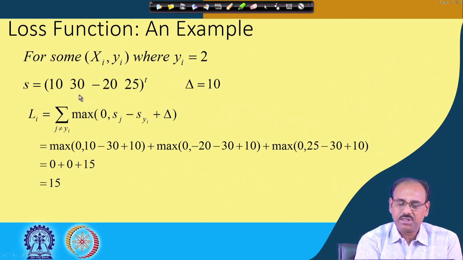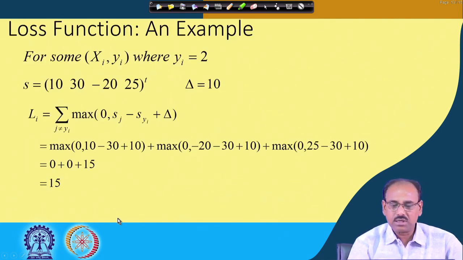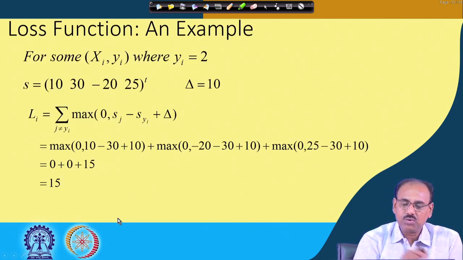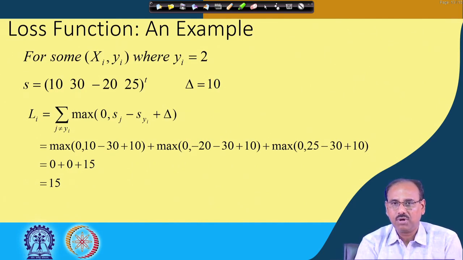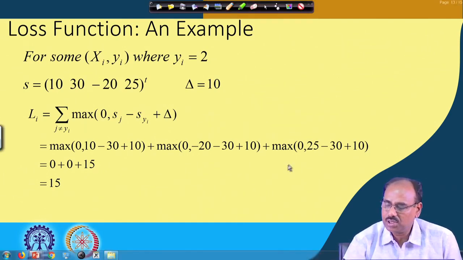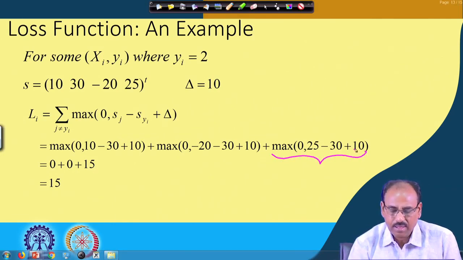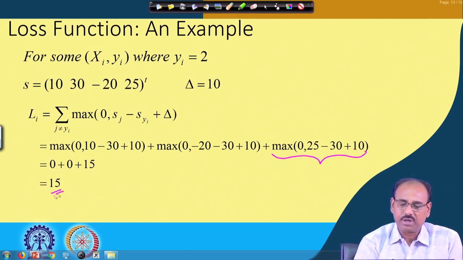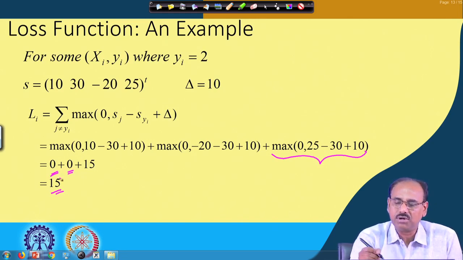Now, you find that the margin for category 2, to which my input vector belongs, the difference between the score for category 2 and category 4, is only 5, which is not sufficient, because I have assumed the margin to be 10. So this fourth component gives me a non-zero loss, equal to 15, whereas the others give me a loss value equal to 0. That gives me the overall loss Li, which is equal to 15.